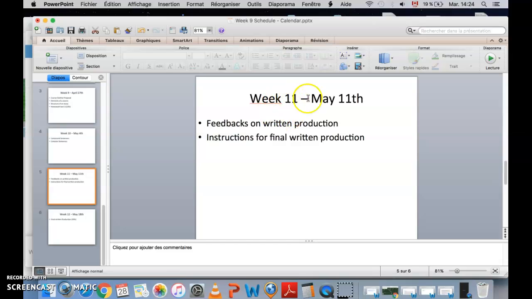On week 11, May 11, I'm going to provide feedback on written productions and instructions for the final written production. So we're going to talk about the final written production here. And on May 18th, week 12, we're going to have the final written production worth 20%. Sounds good? So this is the new schedule until the end of the semester.